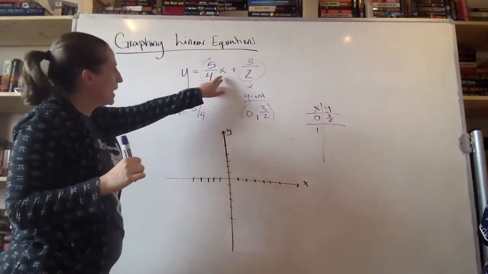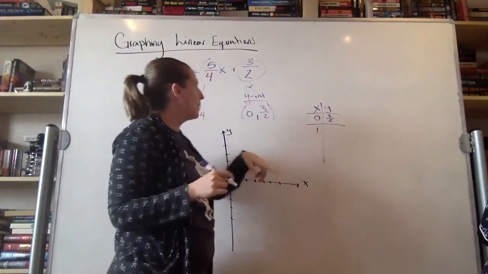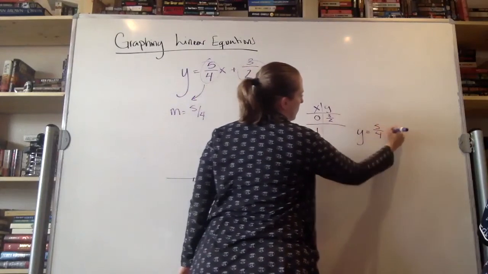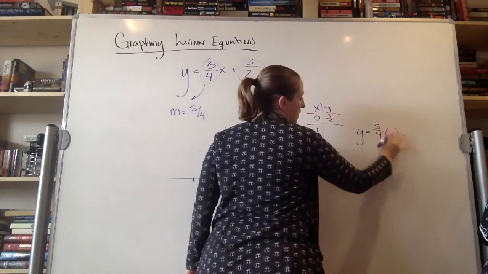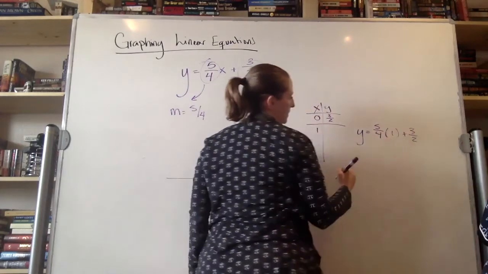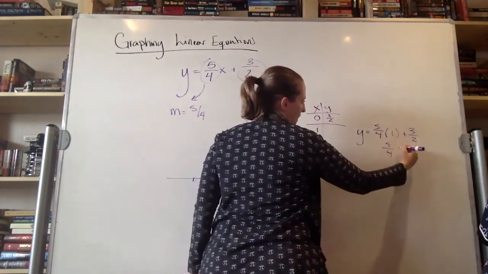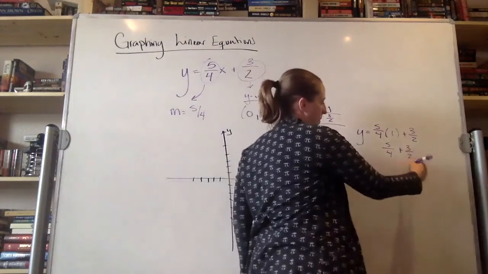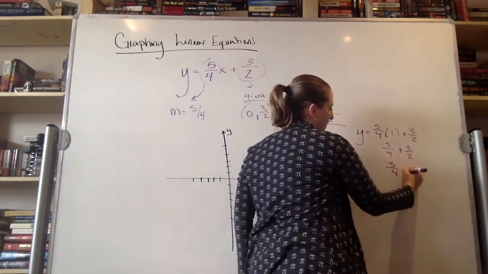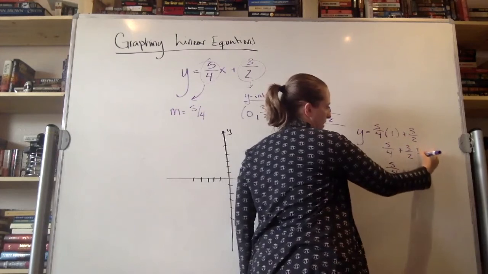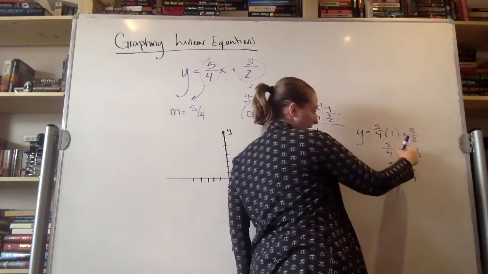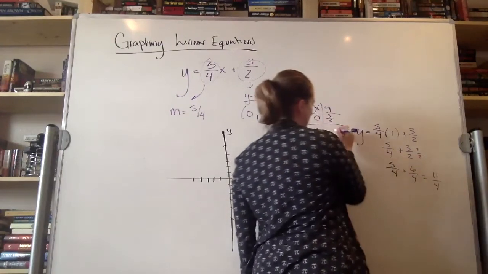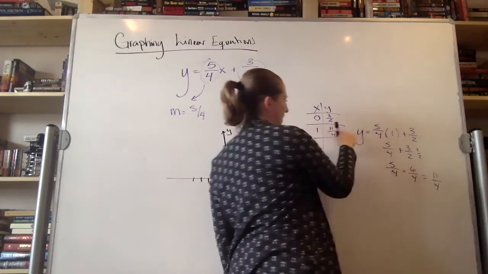To figure out what y is when x is 1, I'm going to take my equation, y equals 5/4, and change out my x for 1, plus 3/2. So that's 5/4 times 1, which is 5/4, plus 3/2. To add fractions, I need a common denominator. My common denominator here is going to be 4. So I'll have 5/4 plus 3/2. If I multiply top and bottom by 2, I'll get 6/4. So 3/2 is the same thing as 6/4. 5/4 plus 6/4 is 11/4. So I also have the point (1, 11/4). That's not a very nice point either.